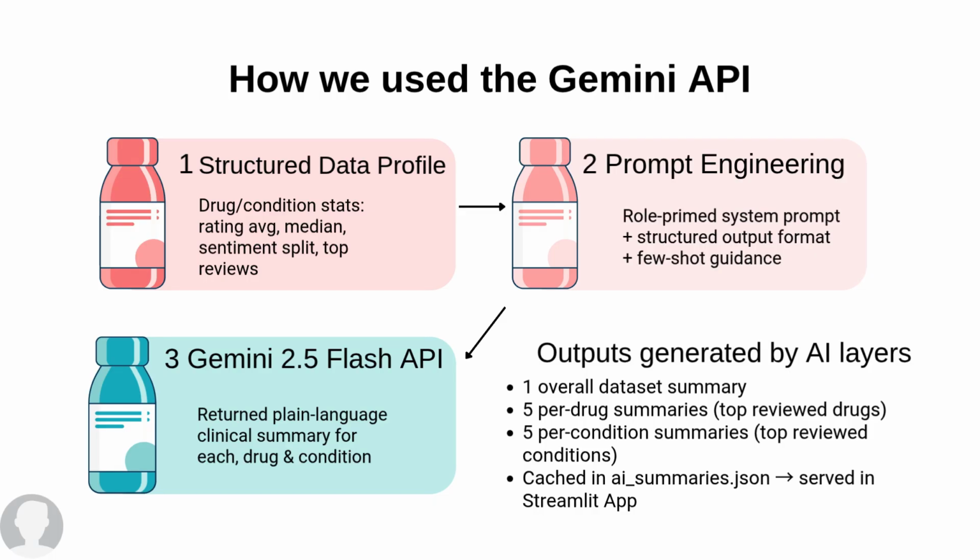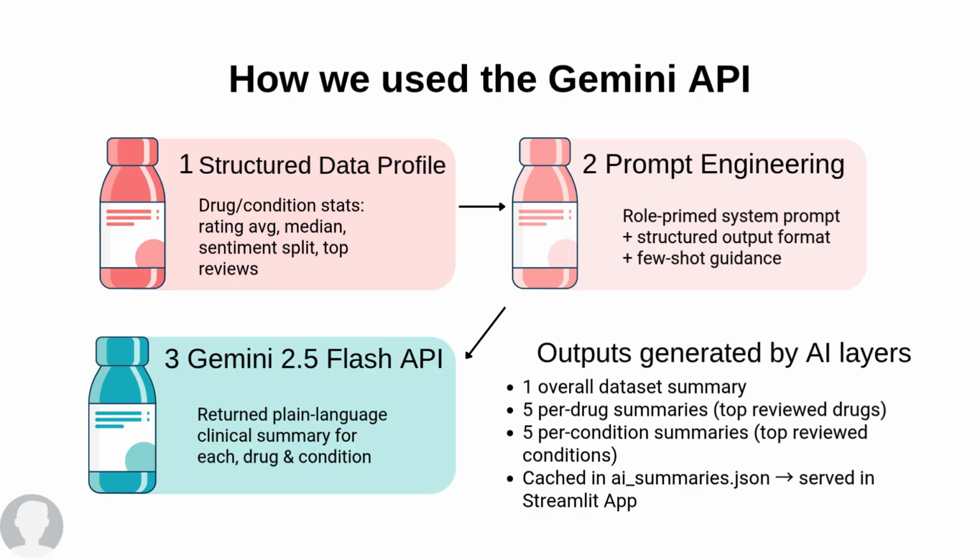First, for every drug and condition we cared about, we built a structured data profile. That's the rating average, the median, the sentiment split between positive, neutral, and negative, plus a sample of real patient reviews pulled straight from the clean data set. So the model never worked from raw, messy text alone. It always had real numbers sitting next to real patient voices.